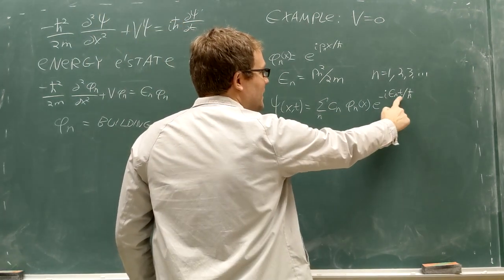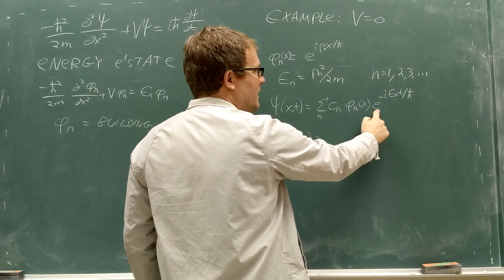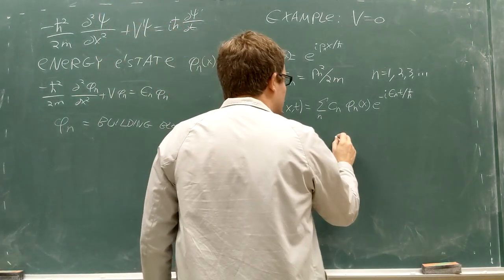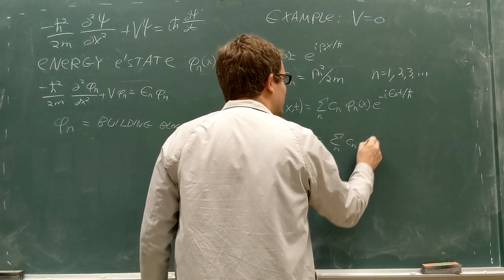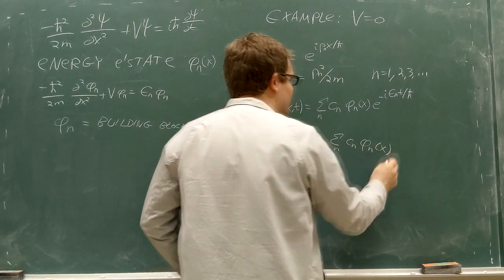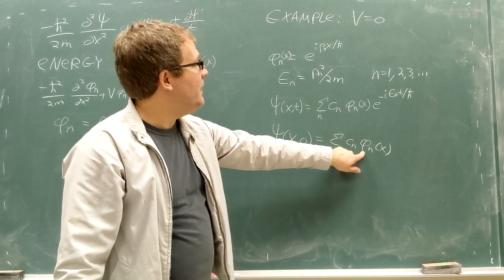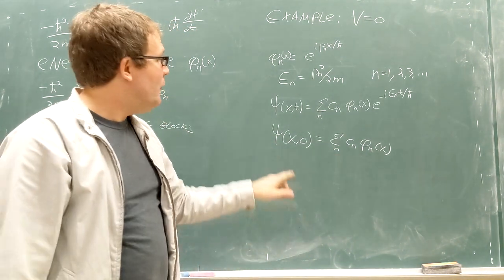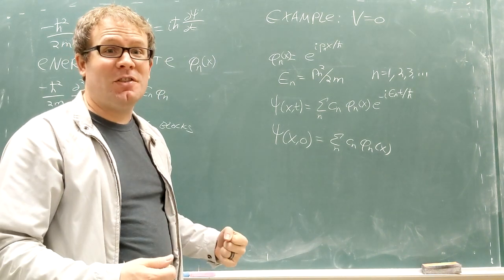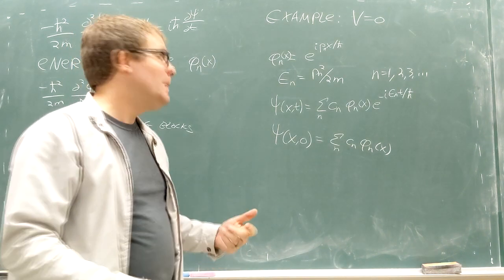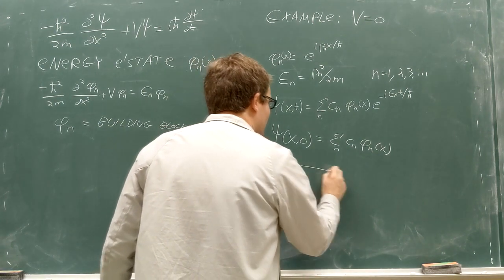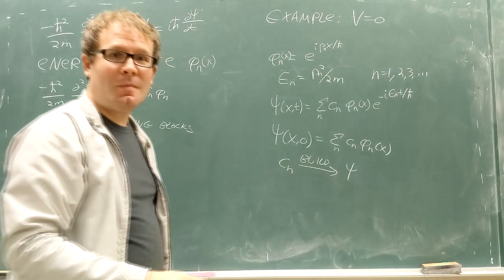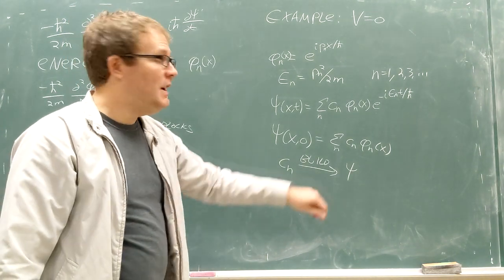And the reason I like to do this is because t equals 0 in this complex exponential is easy. That just makes it 1. It's e to the 0. It's 1. So we'll have the sum on n of c_n phi_n. So this set of energy eigenstates and the set of coefficients is a set of instructions for how to build the initial wave function psi. So you can take a set of c_n's and use that to build your psi.